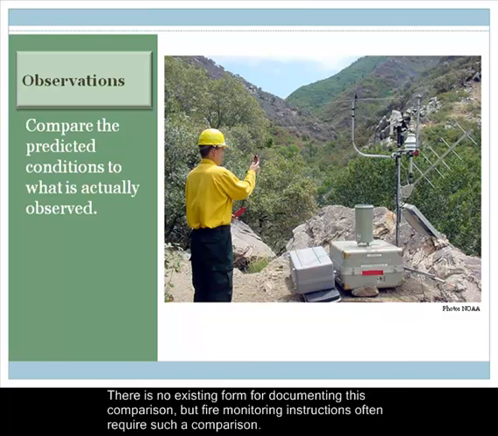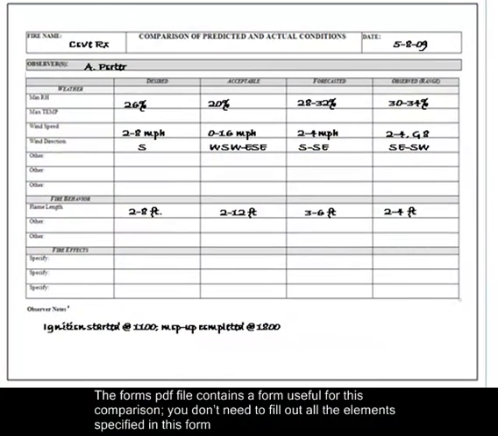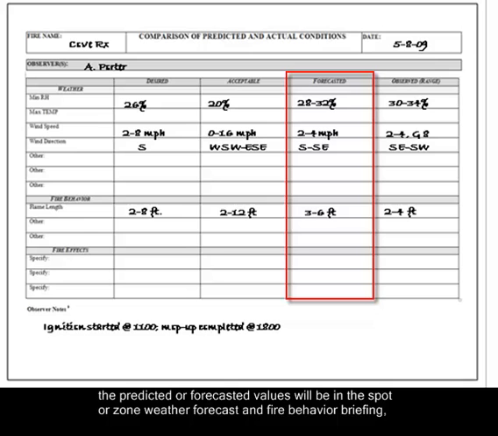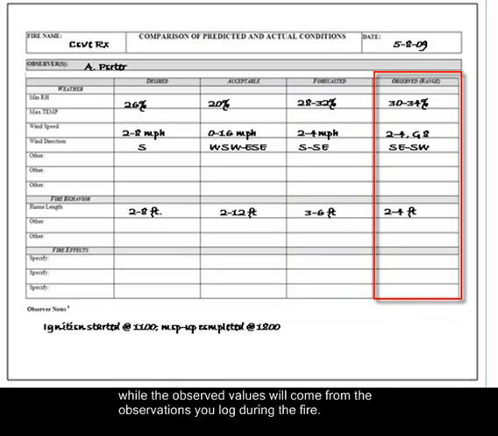There is no existing form for documenting this comparison, but fire monitoring instructions often require such a comparison. The Forms PDF file contains a form useful for this comparison. You don't need to fill out all the elements specified in this form. Use only the ones pertinent to the incident. The desired and acceptable values are part of the fire prescription and will be found in the project plan. The predicted or forecasted values will be in the spot or zone weather forecast and fire behavior briefing, while the observed values will come from the observations you log during the fire.